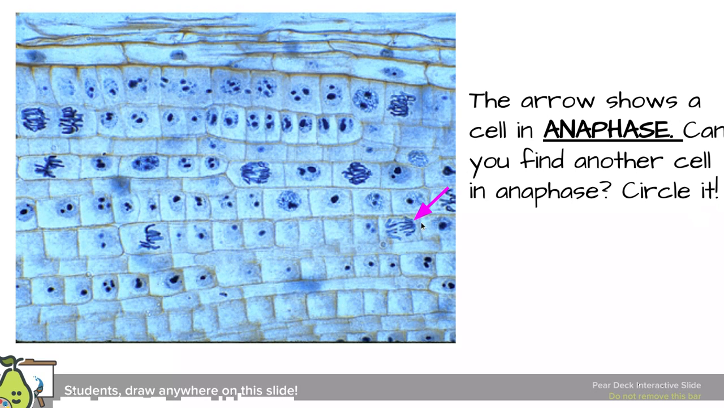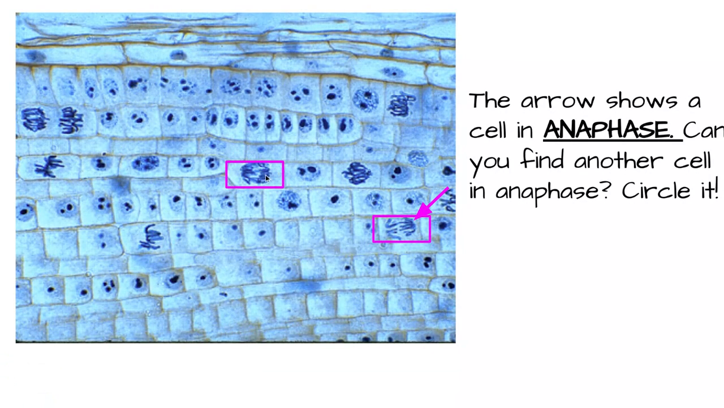Here's an example of a cell in anaphase. We can find a couple more, like here's one, they're pulling apart. Here's one where they're pulling apart.